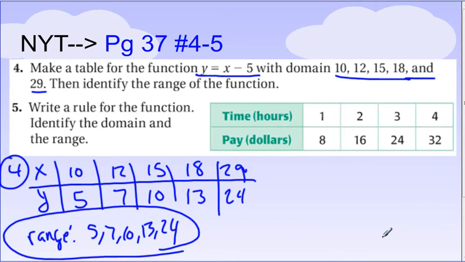So to make the xy table, to finish the function table here, we took each input, the x values, and subtracted 5 because that's the function they gave us, and the outputs were the range.